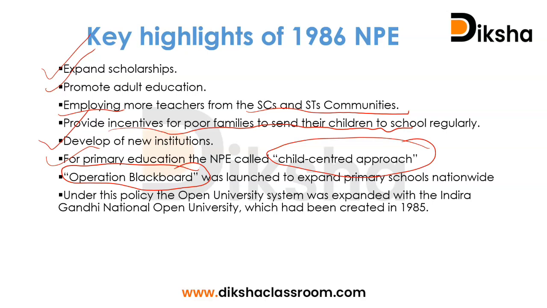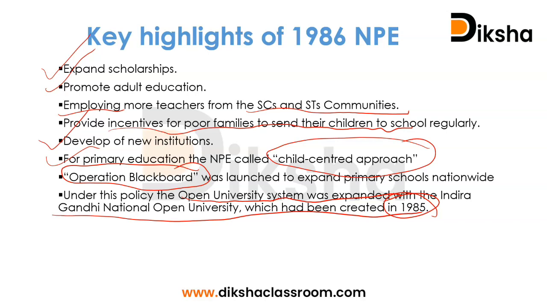And the last aspect it discussed was the expansion of the open university system. Okay, so the national policy on education 1986 also discussed the expansion of the open university system, and especially the expansion of the Indira Gandhi National Open University, which was established in 1985. So it directly discussed the open university system, open education system, etc.